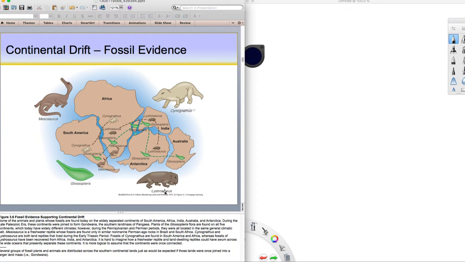Also, Lystrosaurus over here was a reptile that also occurs in India, Africa, and Antarctica, and it's showing a similar environment as well. And then Cynognathus is a mammal-like reptile, and this one's also occurring in Africa and South America, just like the mesosaurs.